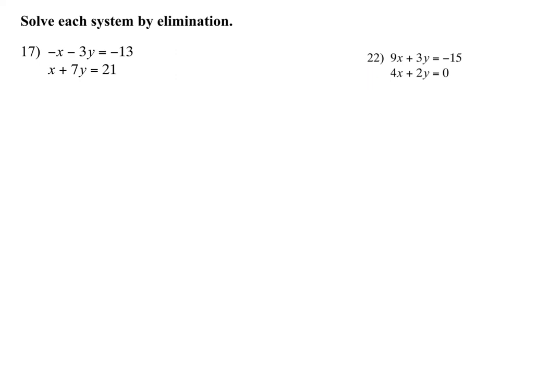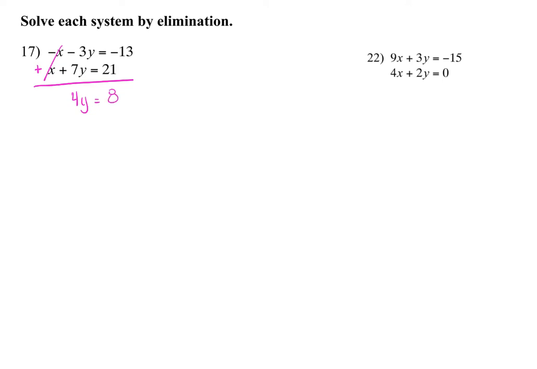So you could have these types. You could have where it's already set up for you and all you have to do is go straight to the addition. Or you may have to multiply your equations to get opposites so that when you add, they cancel. So if you have them already opposites like this first one, you are ready to just go ahead and add. And so we would just take this and add the two equations. Negative 1x and positive 1x cancel. Negative 3y and positive 7y give us a positive 4y. And negative 13 and positive 21 give us a positive 8.